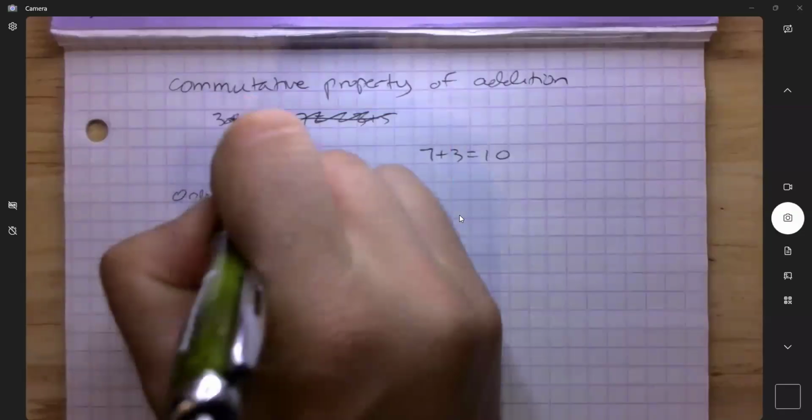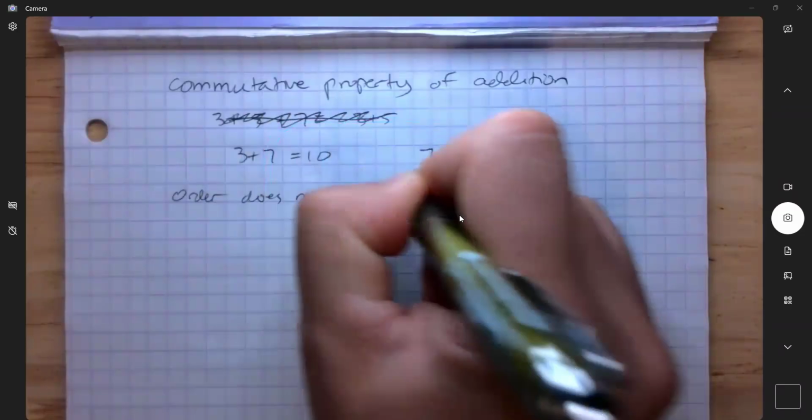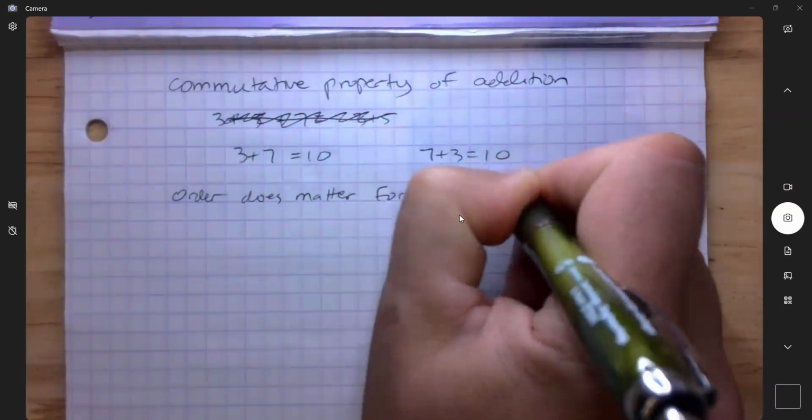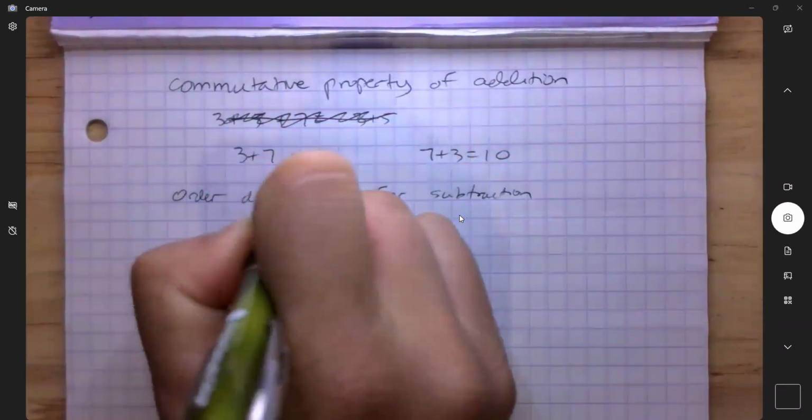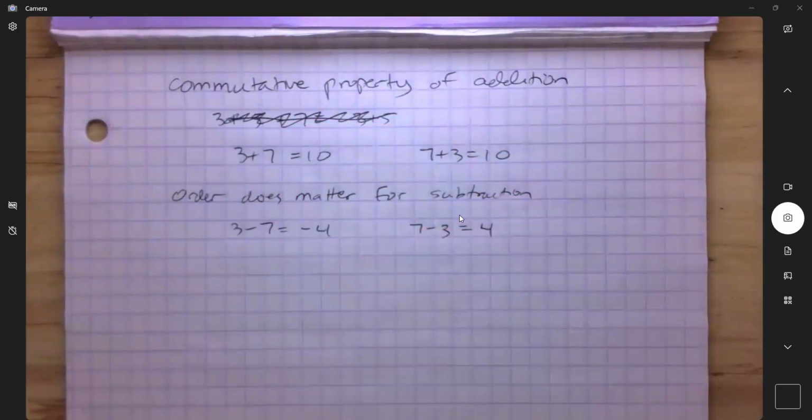Order does matter for subtraction. 3 minus 7 is -4, but if I switch and I do 7 minus 3, that's +4. They are not the same. So the commutative property, if all you have is addition, it doesn't matter which order you write things in.